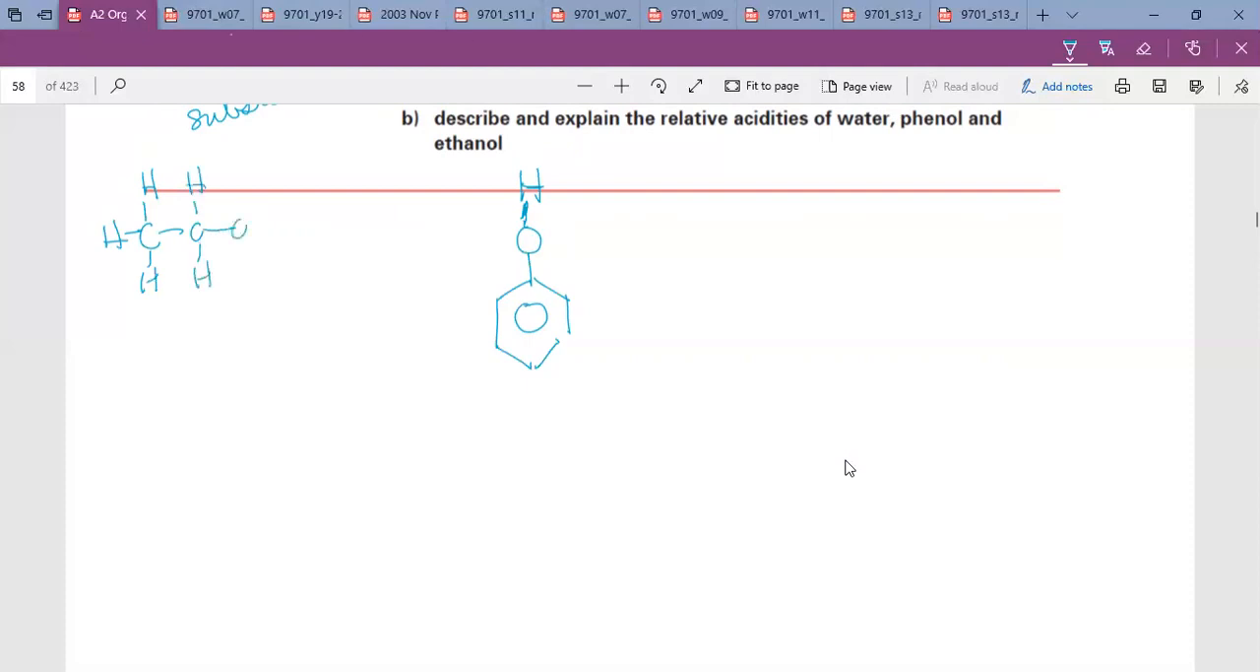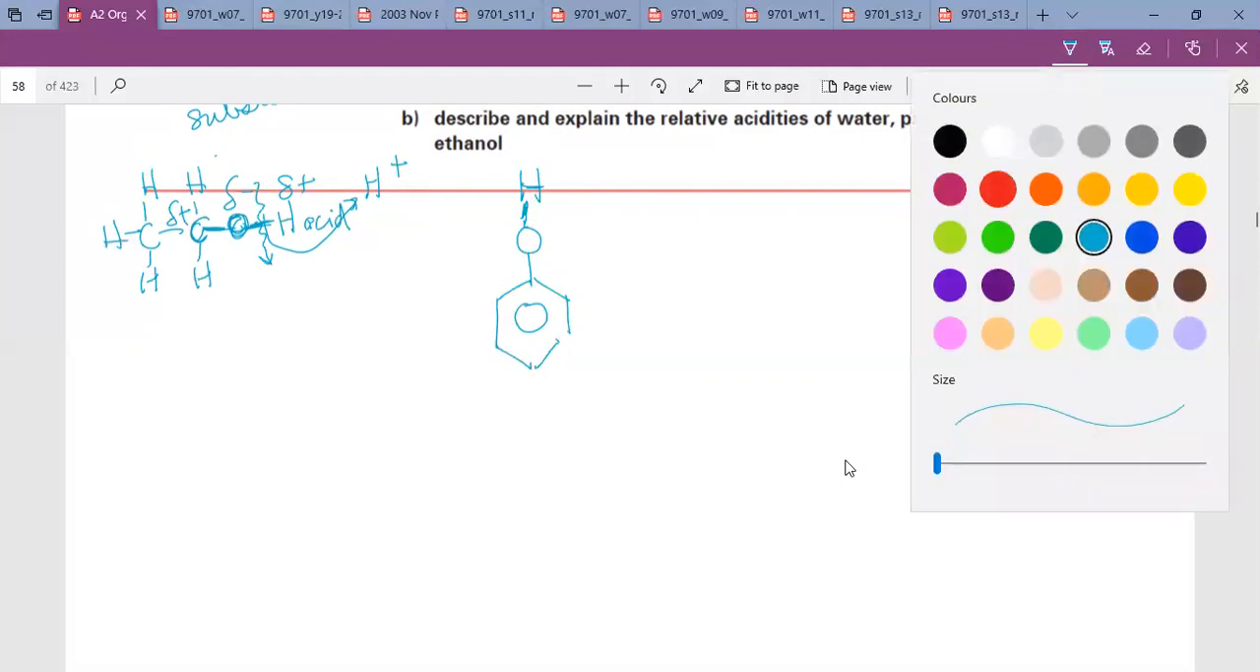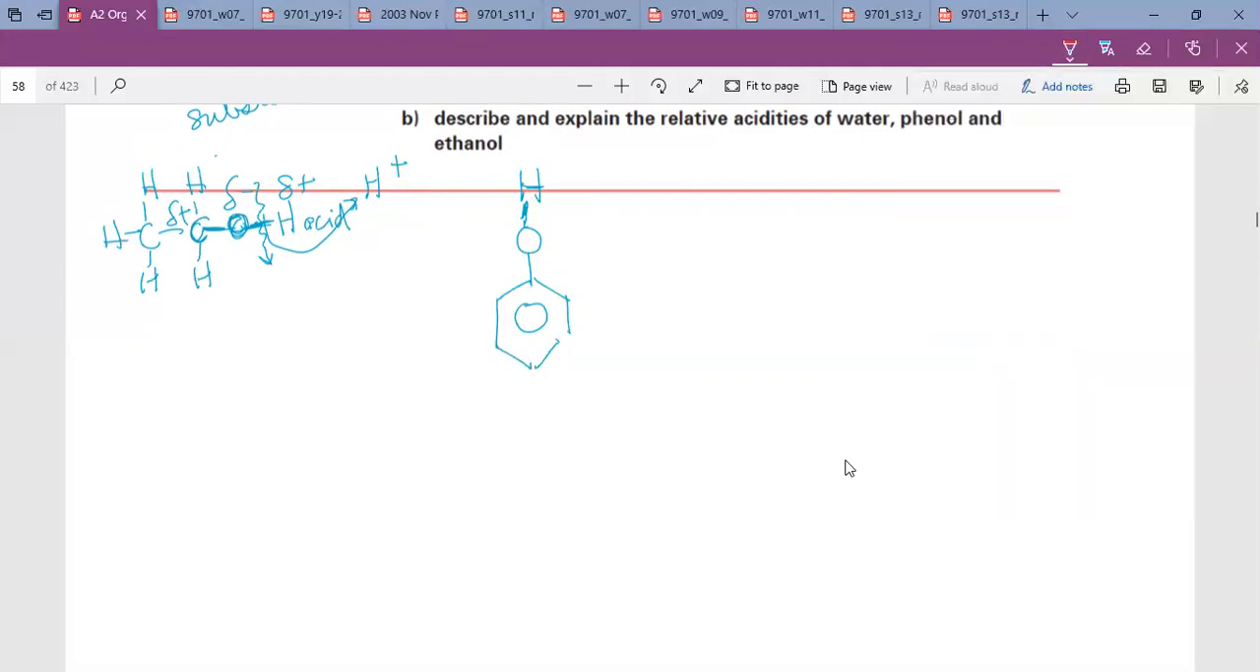I told you just now, this bond and this bond here are able to break because oxygen is very electronegative. So delta negative here, delta positive here, and carbon here is delta positive. So if this bond breaks, that means the H will come out as H plus, a proton donor, that means it acts as an acid.